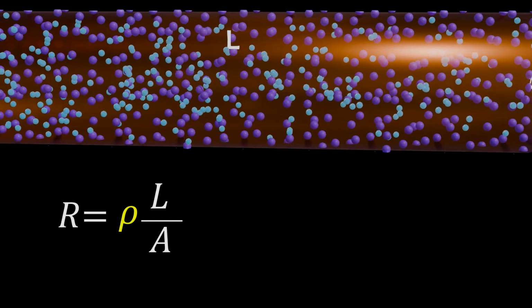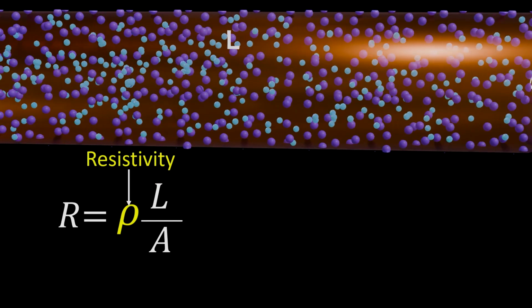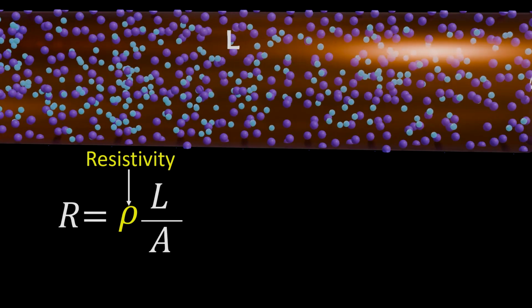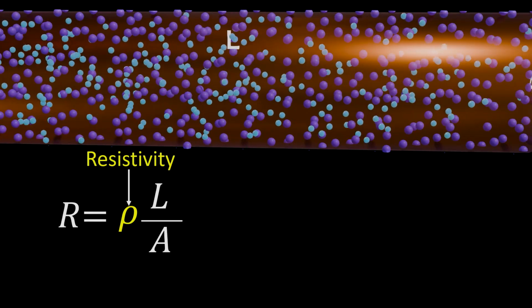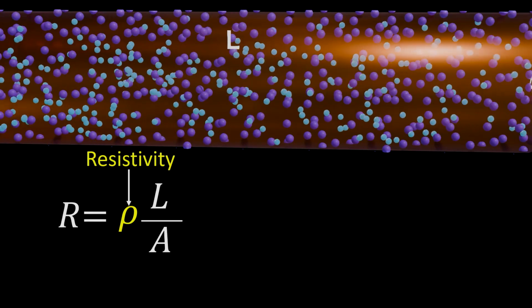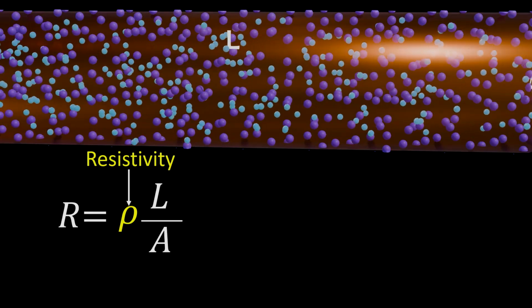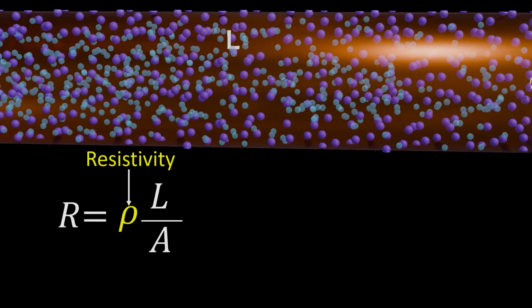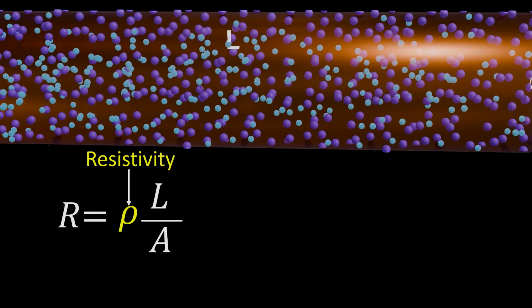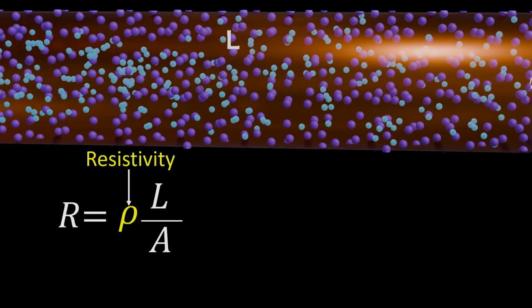Here, the constant rho is called resistivity. Resistivity depends on the material of the wire or sample, and for a given material, it is constant. That means resistivity rho is independent of the geometry of the wire. This can be understood clearly using this formula.